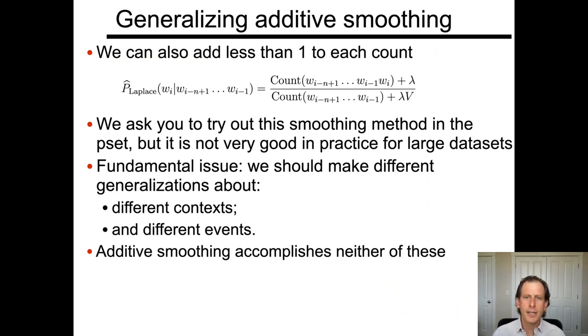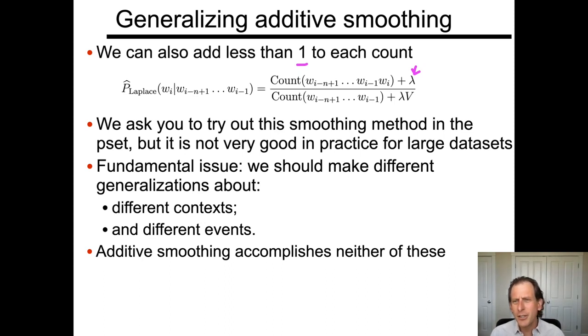So we can generalize this idea, for example, by adding less than 1 to each count. I can change that 1 to this value lambda, and lambda can vary to any number, and you can try to find an optimal value of lambda, and that's actually the basis of the p set that you have right now.